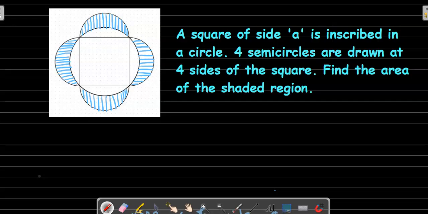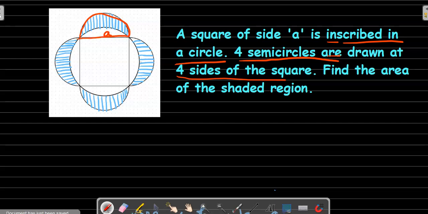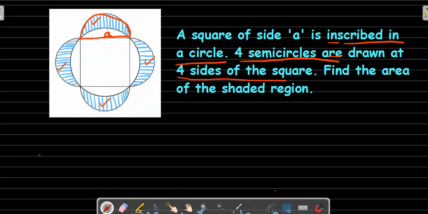In this video, we are going to discuss a problem from mensuration 2D. It is given a square of side A is inscribed in a circle. So this is the square of side A that is inscribed in a circle. 4 semicircles are drawn at 4 sides of the square. Here are 4 semicircles like this, which are drawn at 4 sides of the square. We have to find the area of the shaded region. So we have to find the area of these regions. How can you find the area of the shaded region?